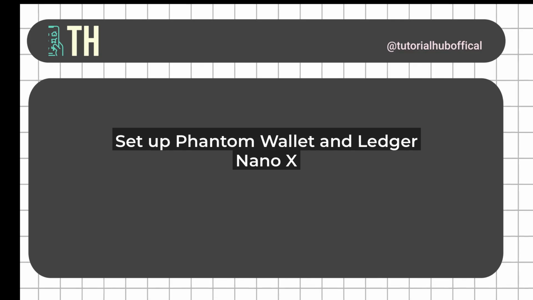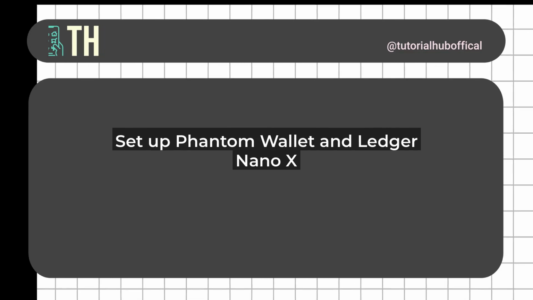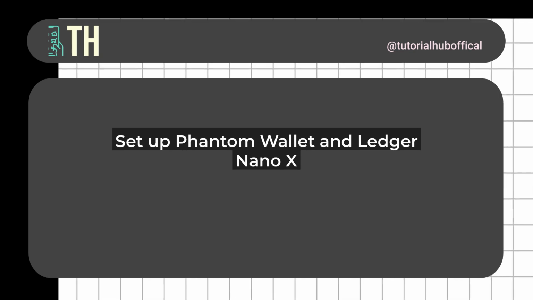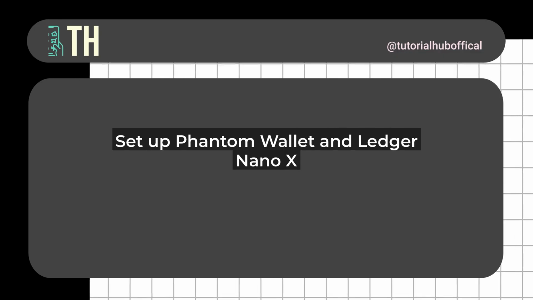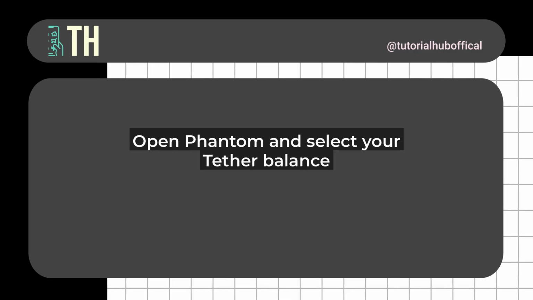Let's dive in. First, ensure you're all set up. You'll need the Phantom Wallet app installed on your device and your Ledger Nano X hardware wallet connected via USB or Bluetooth. Make sure your Ledger is unlocked and updated to the latest firmware for 2025 compatibility. Security is key in crypto.